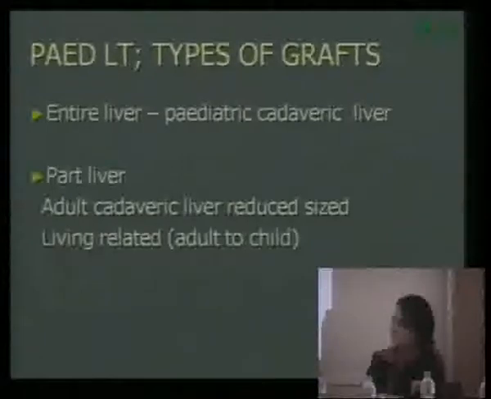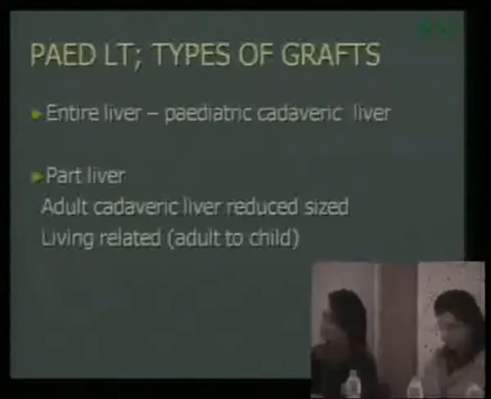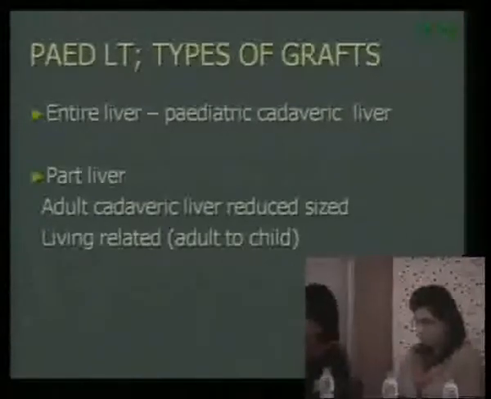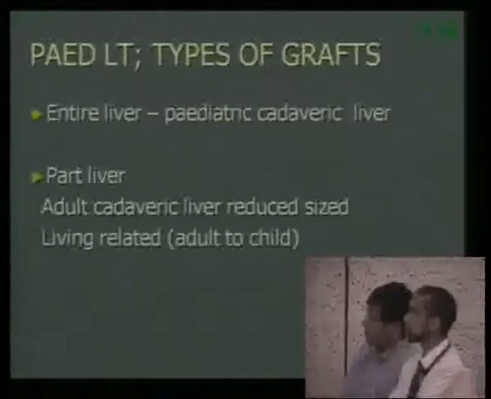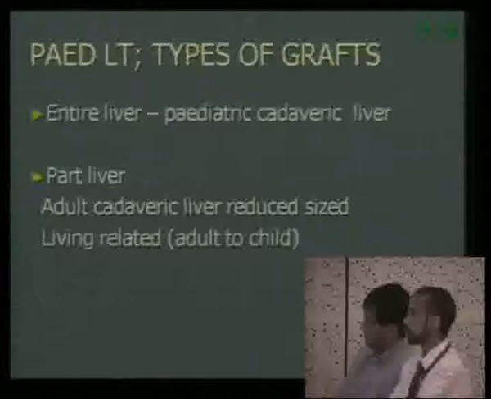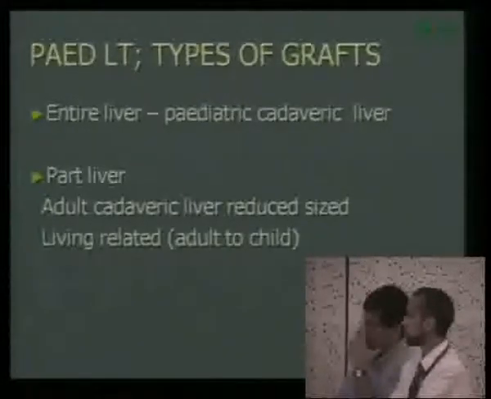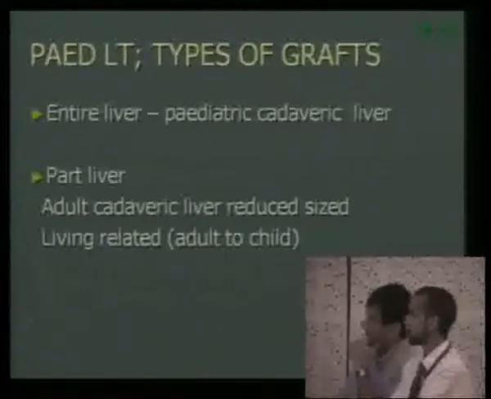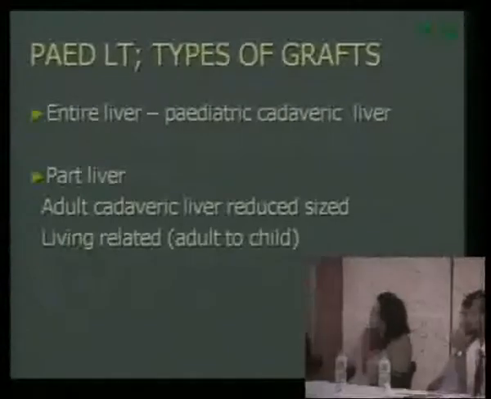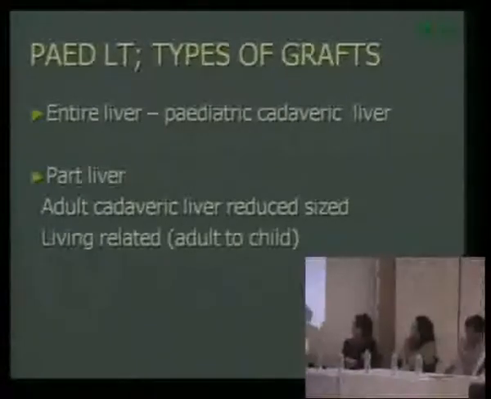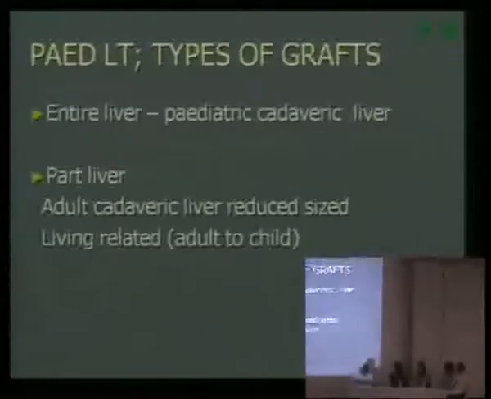So, this is just a slide listing out how a child can get a liver. You can have an entire liver from a pediatric cadaveric liver donor, that is a deceased donor. Very, very rare in India. I don't think it's still very common in the UK. Most children would still get a reduced size liver. Of course, you can get a part of the liver, and this can be either from an adult deceased donor or a cadaveric liver, which is reduced in size. So, you have a big liver from an adult donor, you cut it down, either you use both the parts or you use one part for the child. And of course, you can have a live donor, usually a parent.